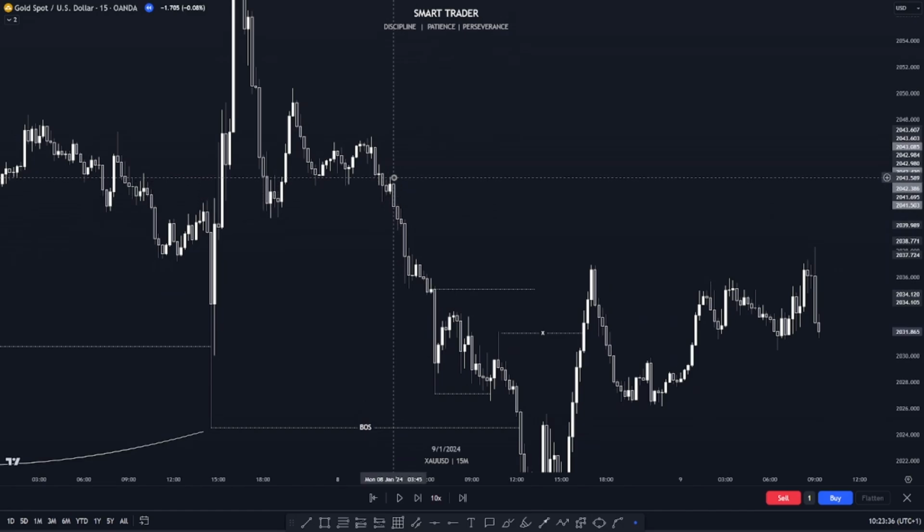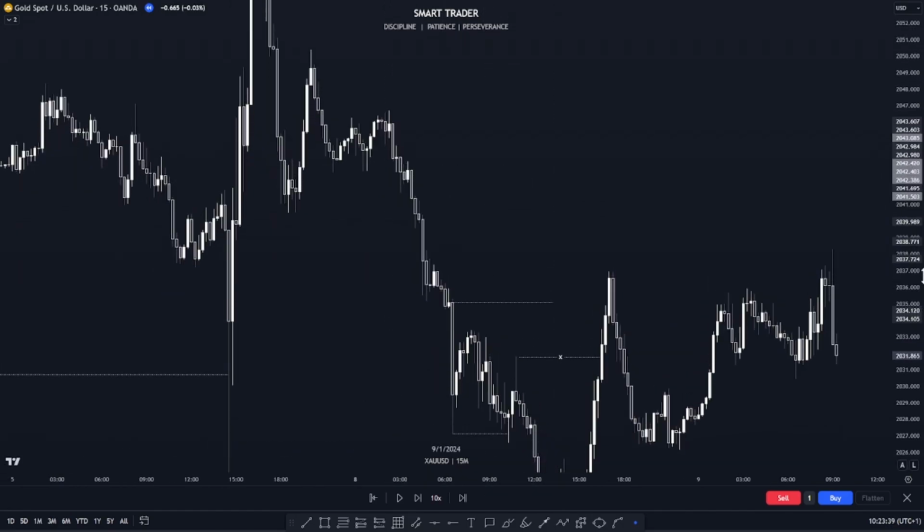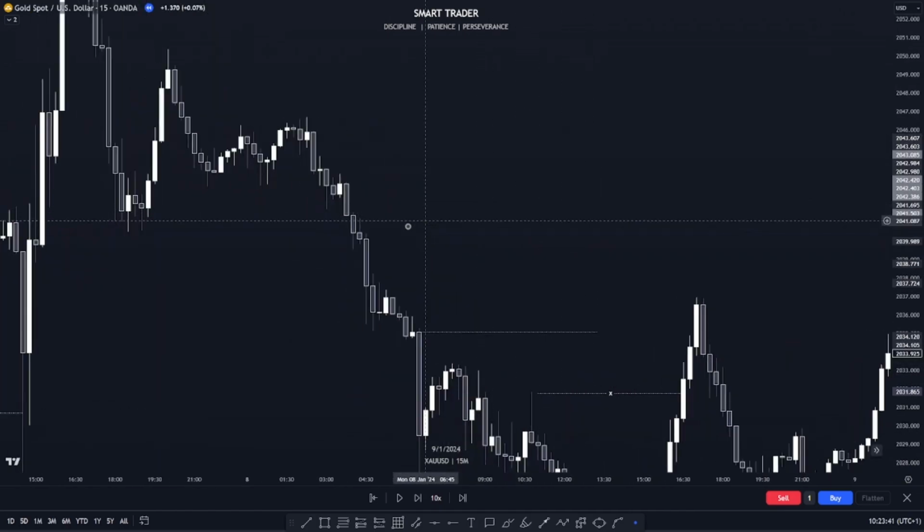This one also is not a valid order block because, let me zoom in so that you can see it clearly, this candle here has completely engulfed this last one. Okay, so this is not a valid order block.